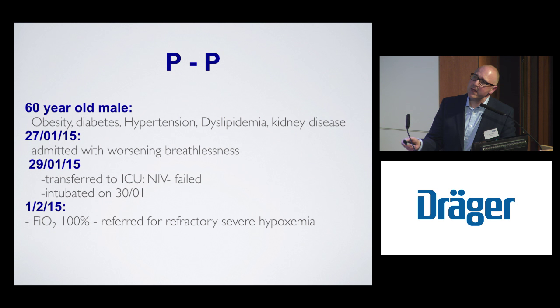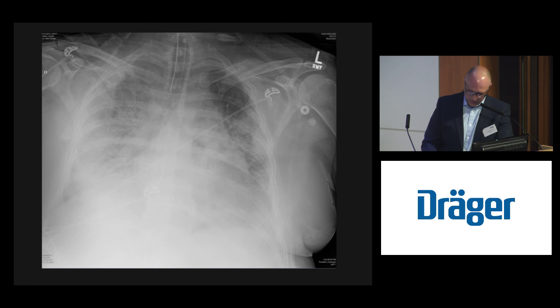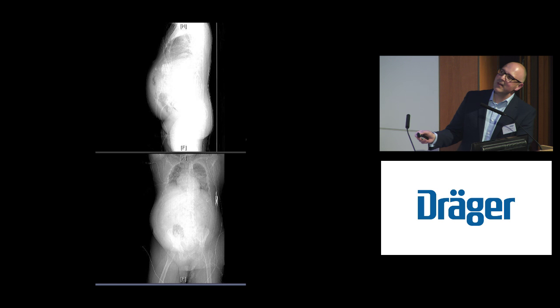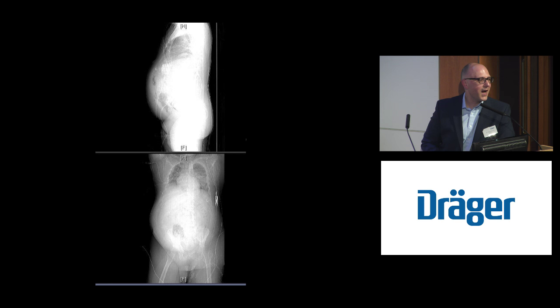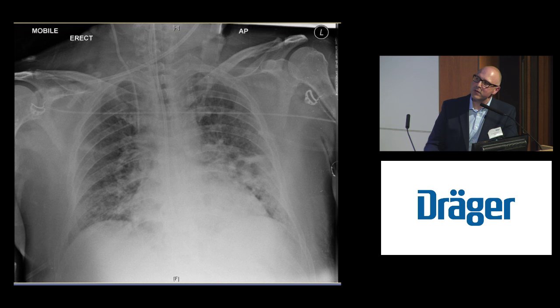So I've got a case. He's a 60-year-old gentleman with a lot of comorbidities, very breathless, admitted in January this year. First with non-invasive ventilation, then failed, intubated the next day, on 100% oxygen, and referred to us for refractory hypoxemia. That was his chest X-ray. But the important thing I want to show you is this. You can agree with me that the shape will point towards a very high pleural pressure or intra-abdominal pressure. In that case, the gentleman was started on APRV, and 2 days later, that was his chest X-ray.